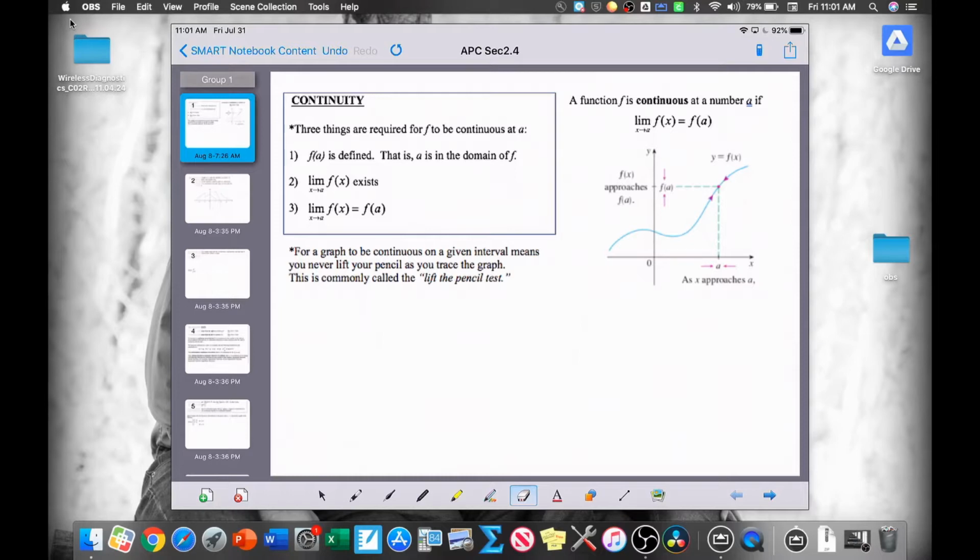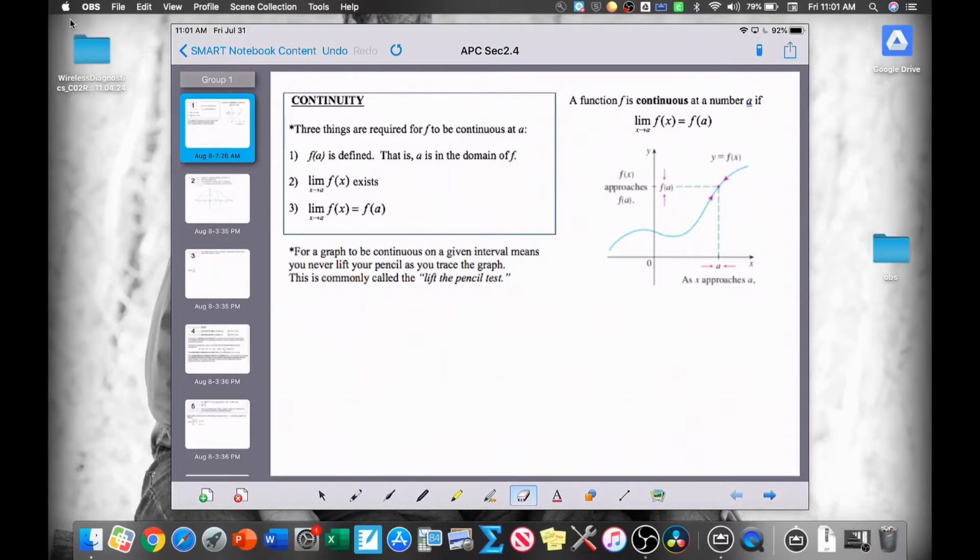Today we're going to be talking about continuity of a function. And in calculus, continuity has a three-part definition. Three things are required for a function f to be continuous at some point a. Those three criteria are, number one, f of a has to be defined.